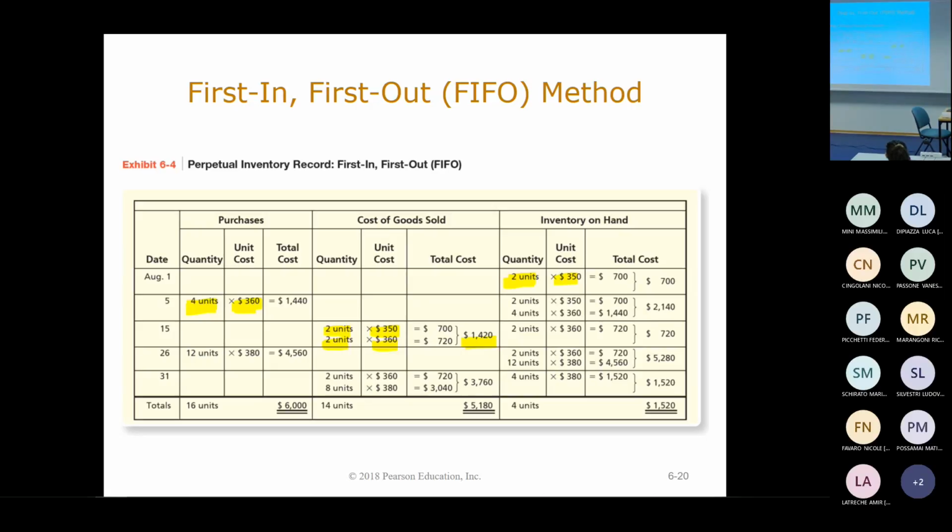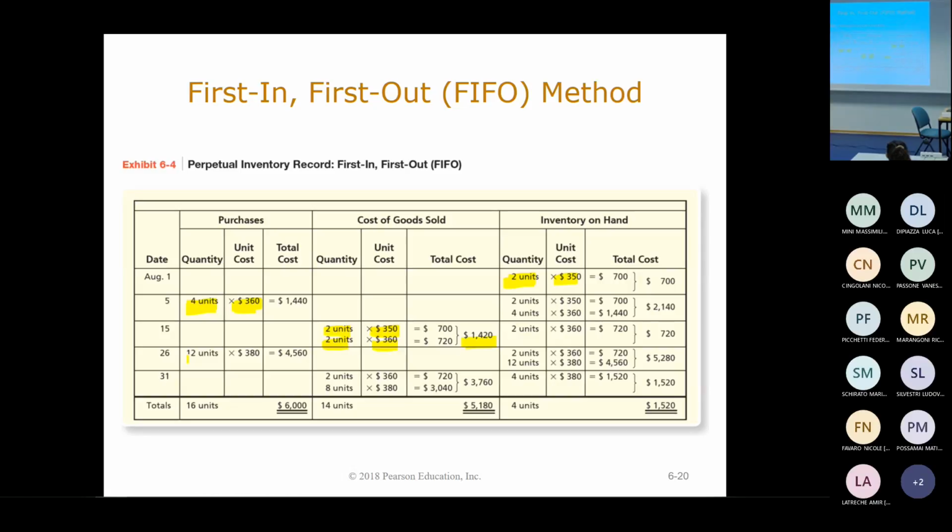So keep in mind that we need to identify the cost of the units sold. It's not like we simply apply the oldest cost to all the units. We cannot do that. So if you sell 4 units, you had 6 units. You sell 4, you're left with 2 units. And those 2 units will be measured at the newest price, which is in this case 360.